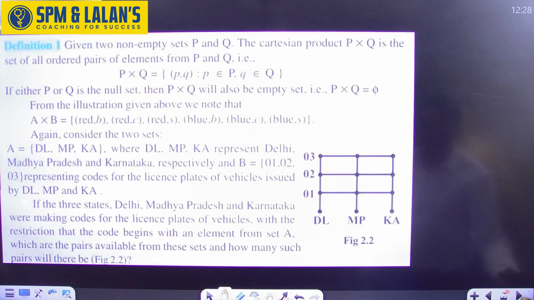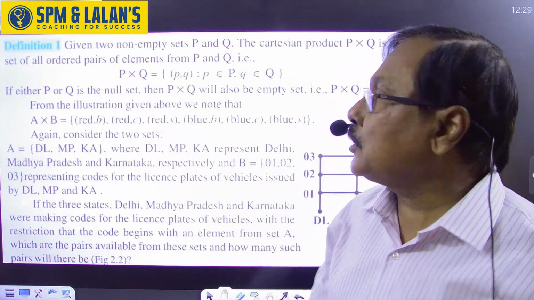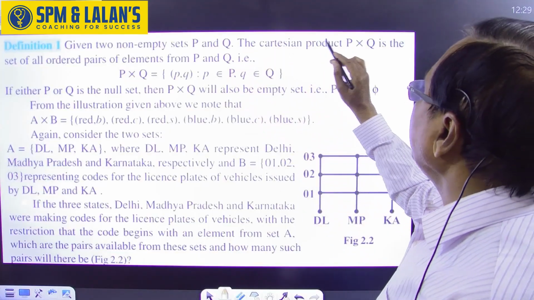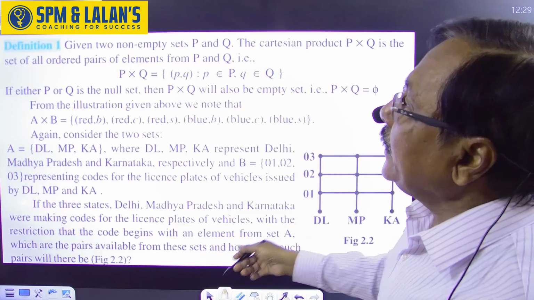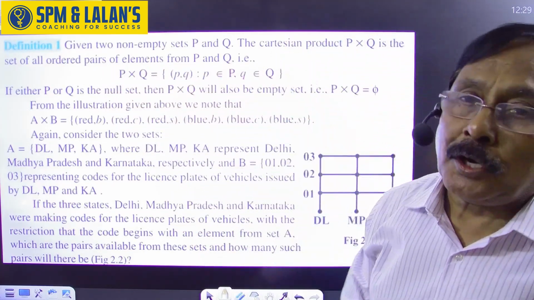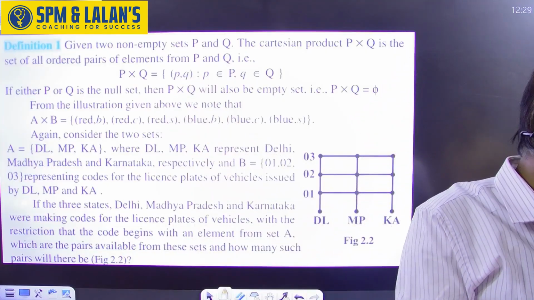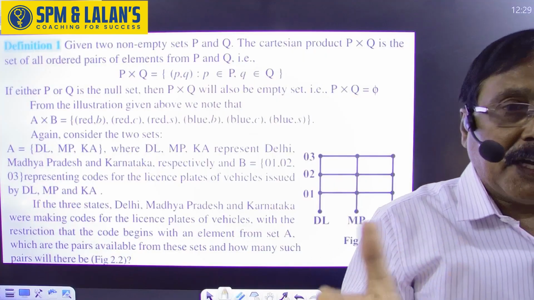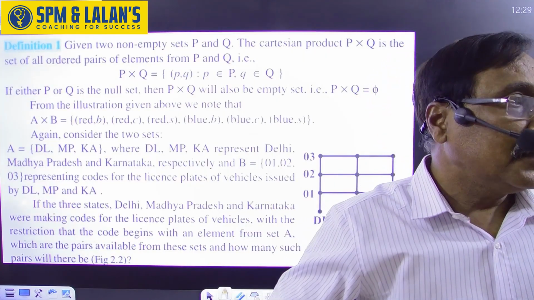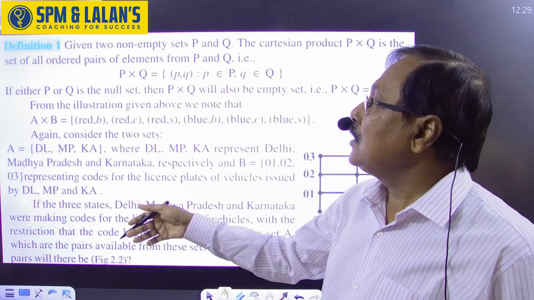Now, what is the definition of a relation? Given two non-empty sets P and Q, the Cartesian product P cross Q is the set of all ordered pairs of elements from P and Q. Ordered pair means (p, q). Why is it called an ordered pair? That is very important, because you cannot change the order (p, q) to (q, p). These are two different things. You have to understand this very important term, the ordered pair.